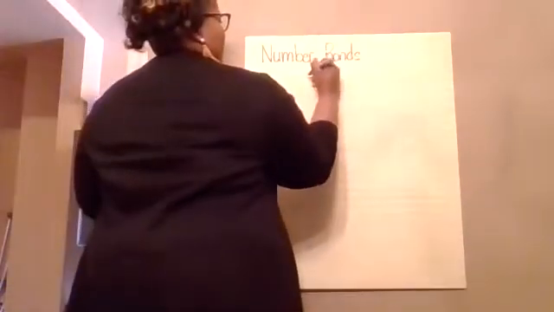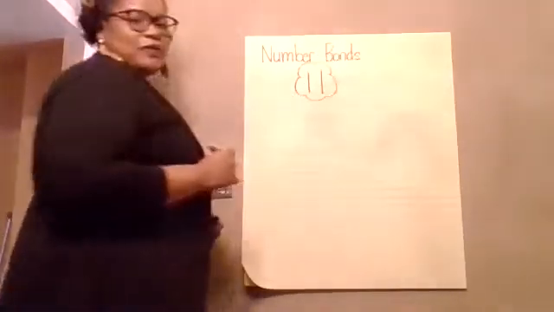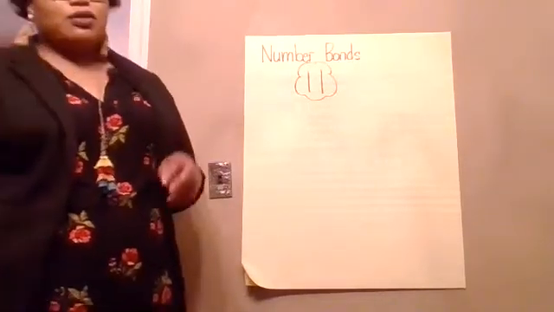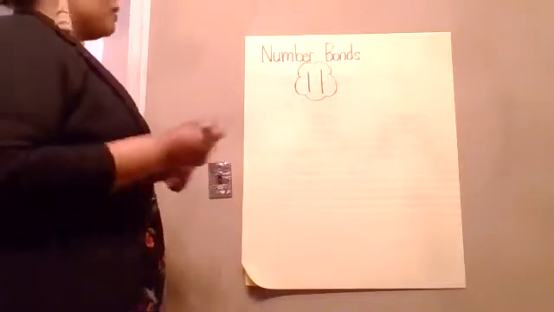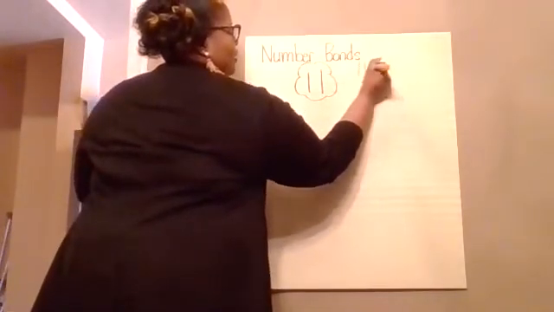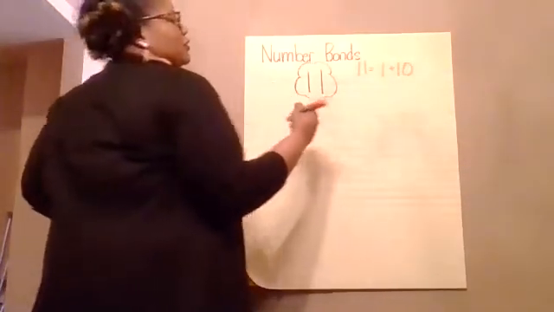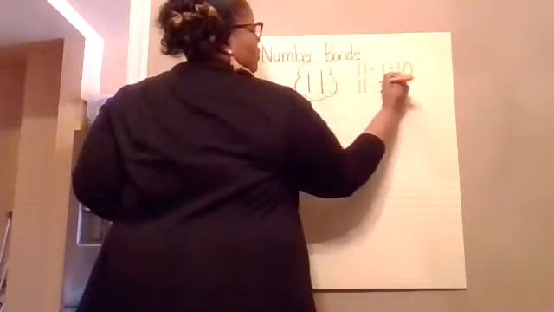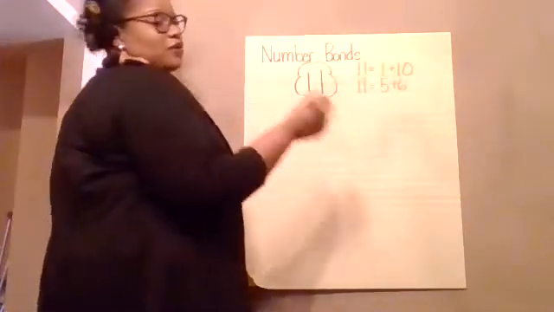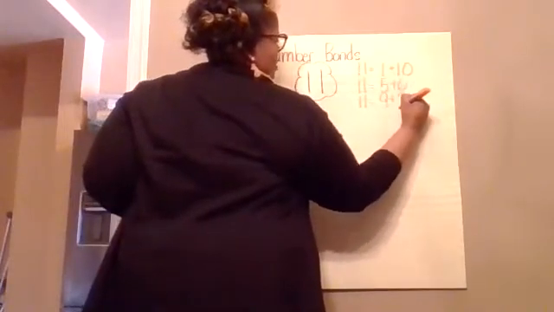So I'm going to write the number 11 really large and put it in the bubbles so that everyone can see. And so we're going to break the number 11 down today in 3 ways, okay? The first way we're going to break the number 11 down is 11 equals 1 plus 10. Then we're going to do 11 equals 5 plus 6. And then the last way we're going to do it today is 11 equals 9 plus 2.